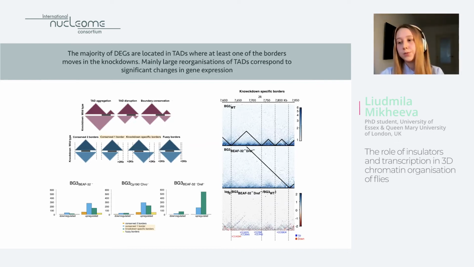We also performed a permutation test that showed a statistically significant association between differentially expressed genes and reorganization of TADs only in the case of single BEAF-32 knockdown and BEAF-32 and dREAM double knockdown. And these associations were significant only in the case of these largest two groups, meaning in the case of massive TAD rearrangements.